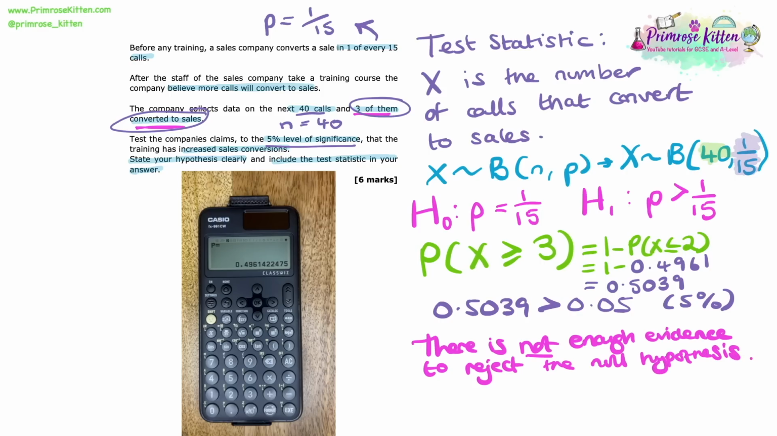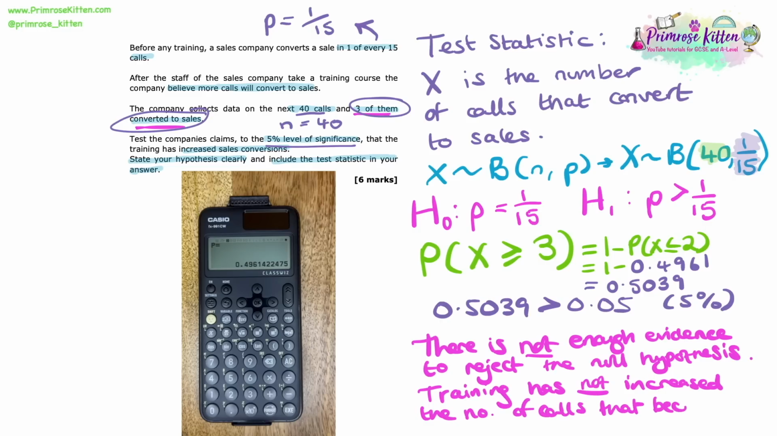And so we always need to give a conclusion at the end. First, give the generic statement about whether there is or isn't evidence to reject the null hypothesis, but then bring it back to the specific example of the question and make it clear what contextually has happened. So there we have it. That's how we do these. I hope that makes some sense.